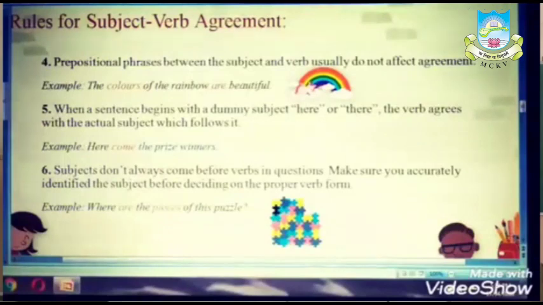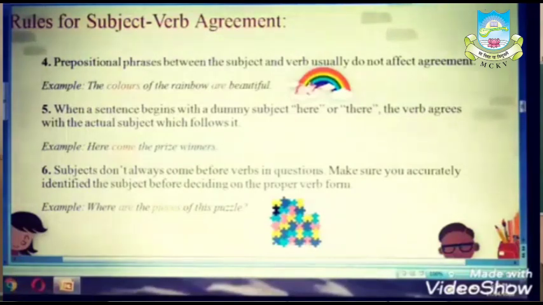Now rules for prepositional phrases. What is a prepositional phrase? See the sentence: the colors of the rainbow are beautiful. Of is the preposition. Of the rainbow is the prepositional phrase. Prepositional phrases between the subject and verb usually do not affect agreement, as you can see from this example. The colors of the rainbow are beautiful.